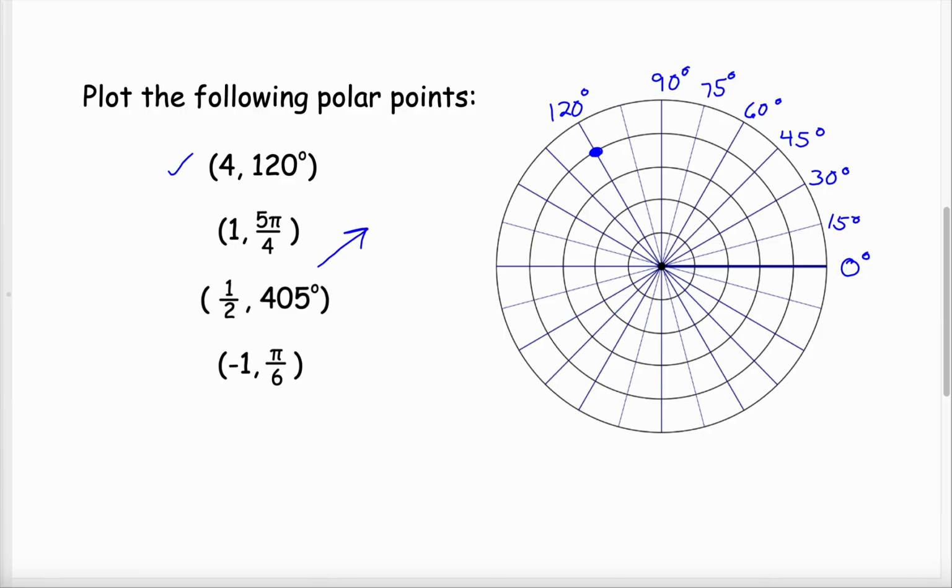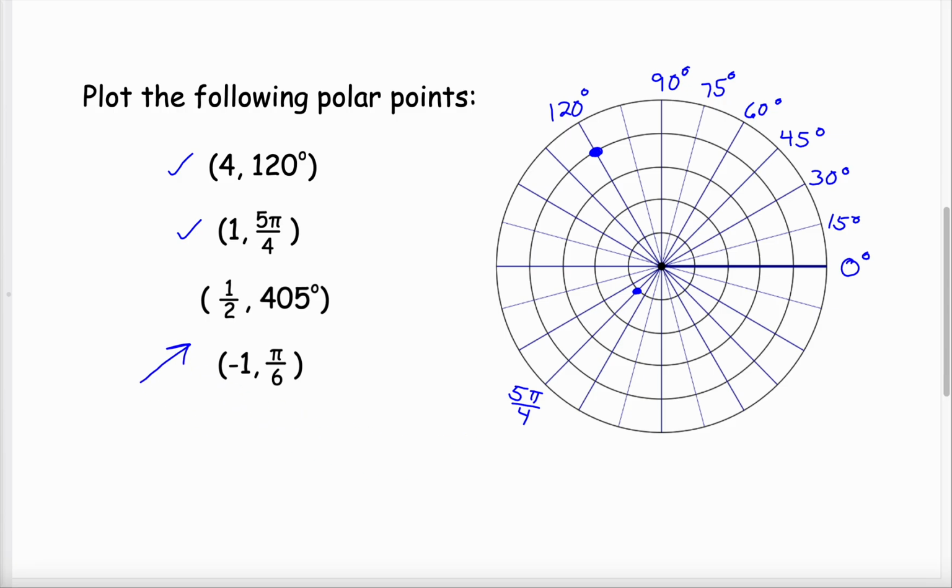Our angle is 5 pi over 4. Where's 5 pi over 4 in radians? Well, that's why the unit circle was so important for us, because we want to be able to find that right away. There's your 5 pi over 4 angle. So let me label that 5 pi over 4. And the r value was 1, so we'd want to be right here. And we've got that point plotted. So once you get the hang of it, it's a pretty easy system to figure out.